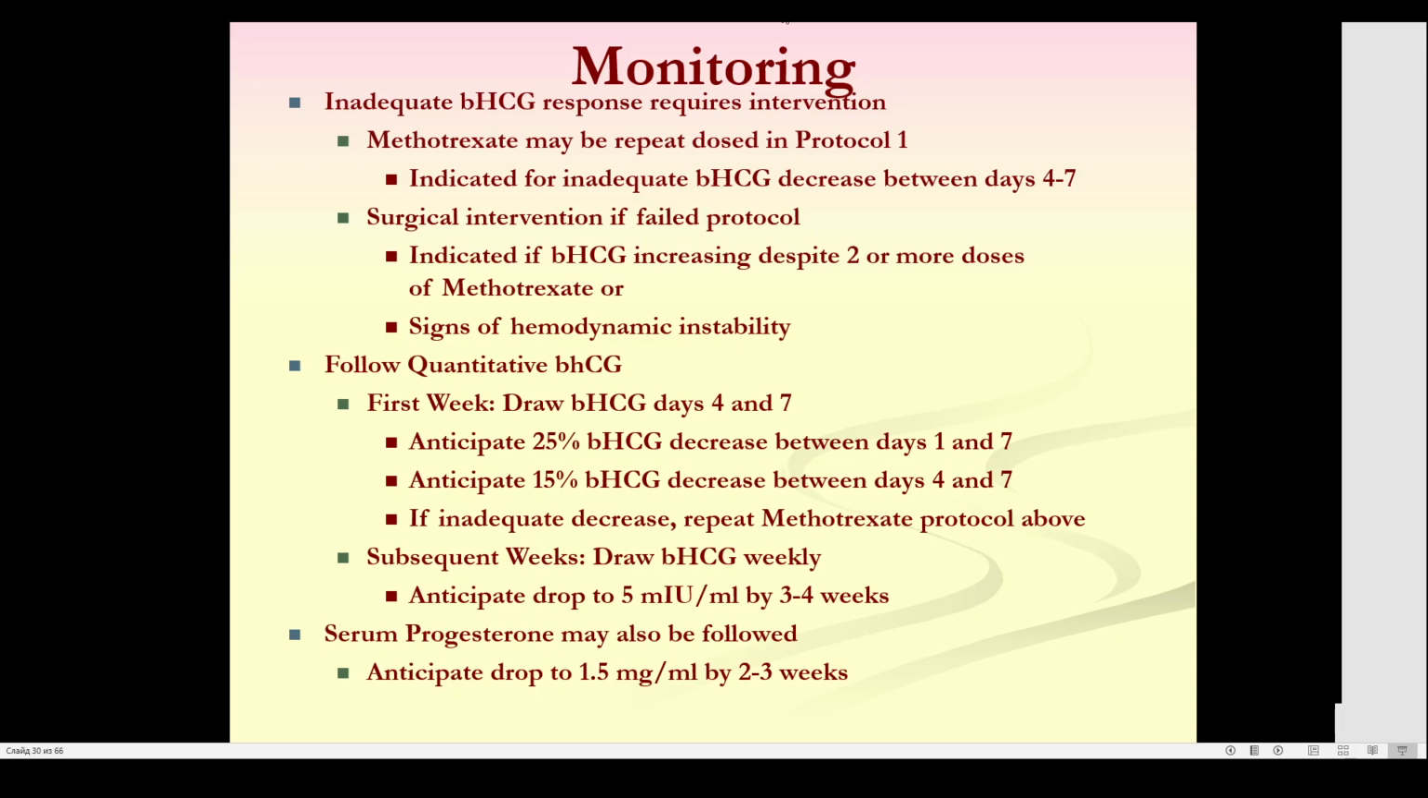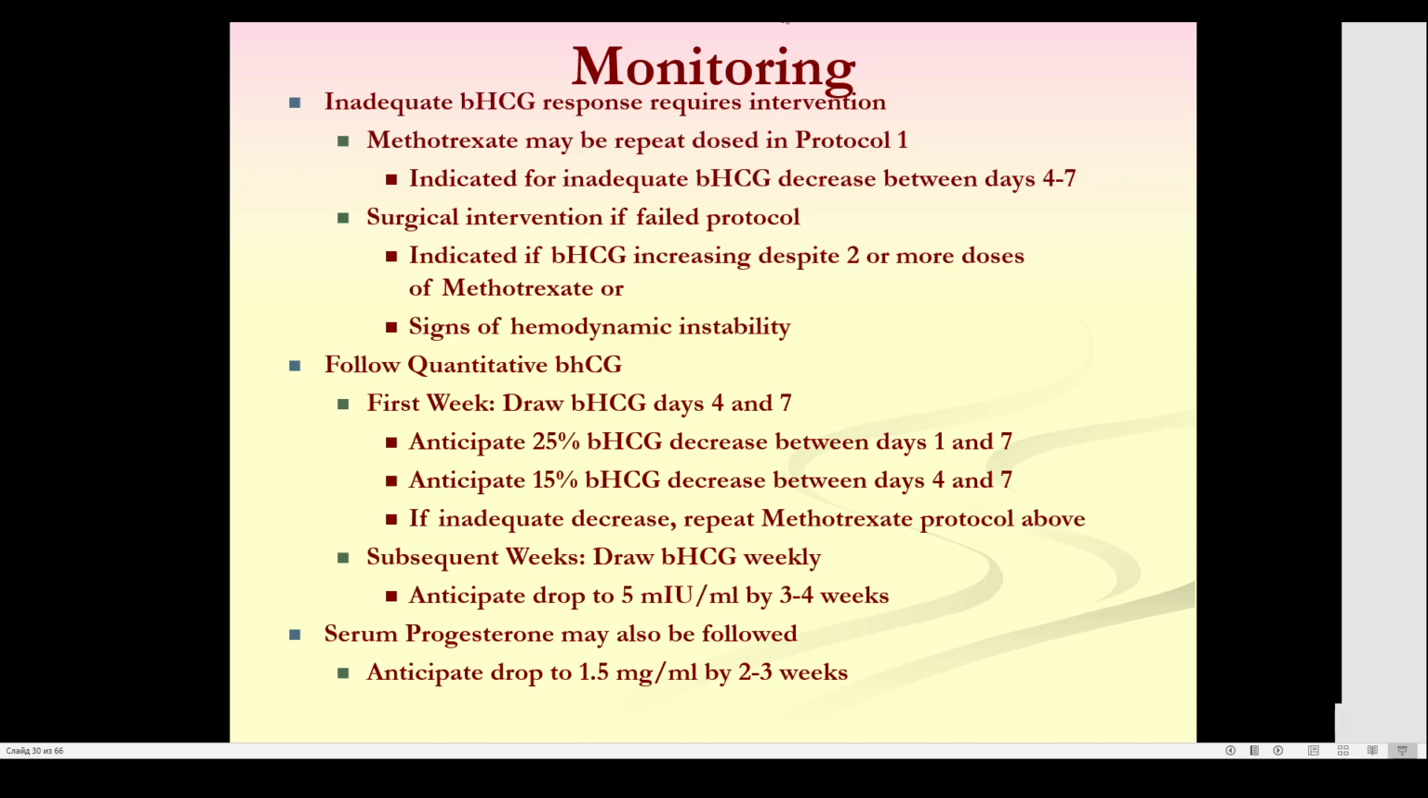Follow quantitative beta-HCG. First week, draw beta-HCG on days 4 and 7. Anticipate 25% beta-HCG decrease between days 1 and 7. Anticipate 15% beta-HCG decrease between days 4 and 7. If inadequate decrease, repeat methotrexate protocol above.